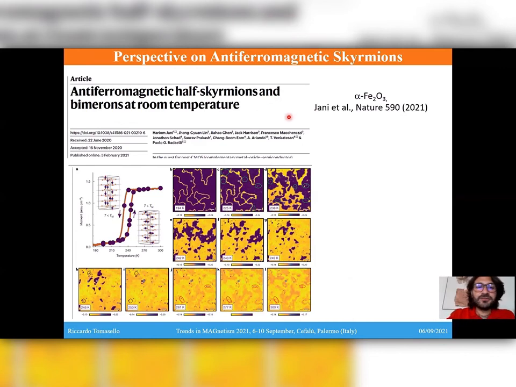And as a perspective, this year we have seen the direct observation of skyrmion-like textures in the hematite antiferromagnet with PEEM. So we don't need an imprinting technique anymore. And in particular here, they observe some half skyrmions and merons. So this study is promising also for the stabilization and observation of skyrmions in antiferromagnets.